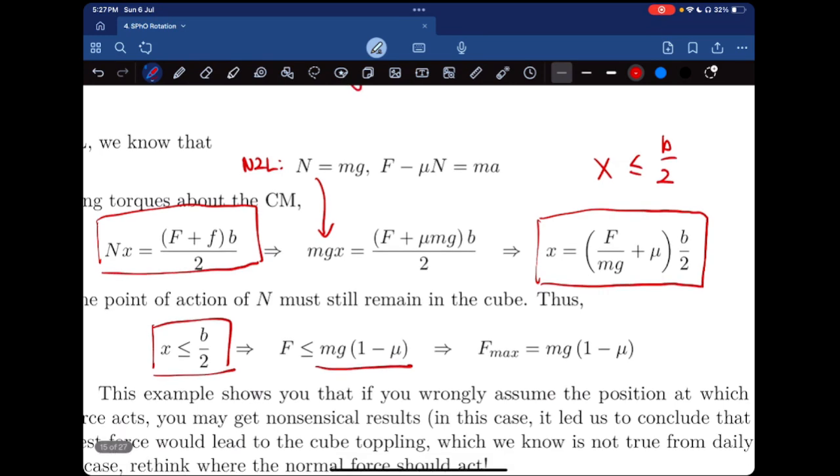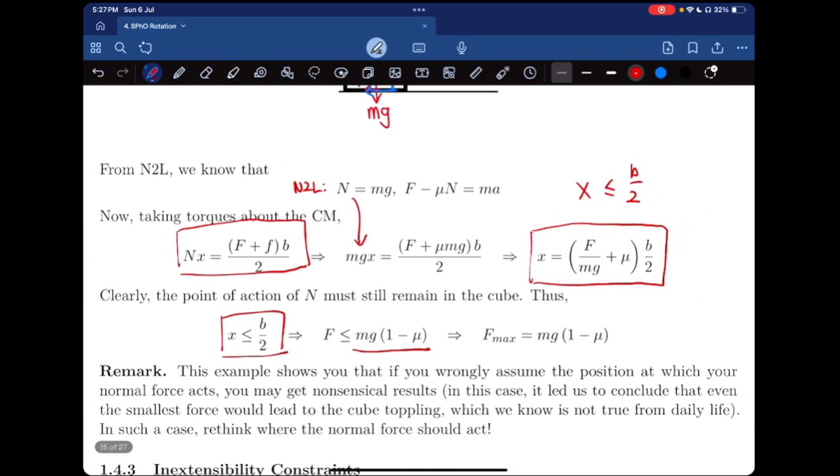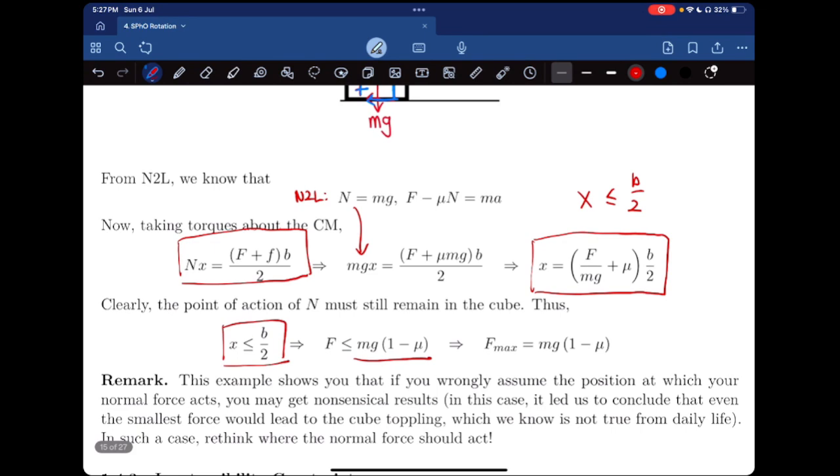So, what we can learn from this example is that if you assume wrongly the position x of your normal force in your free body diagram, then you get nonsensical results. In this case, with 0, even the smallest force will lead to the cube toppling, which we know is not true from daily life, right? So, if this ever happens to you, if we are dealing with rigid bodies, rethink where the normal force should act, because it might not be as simple as you think. Sometimes your instant intuition on drawing free body diagrams might not always be correct, and you should rethink where the normal force actually is.